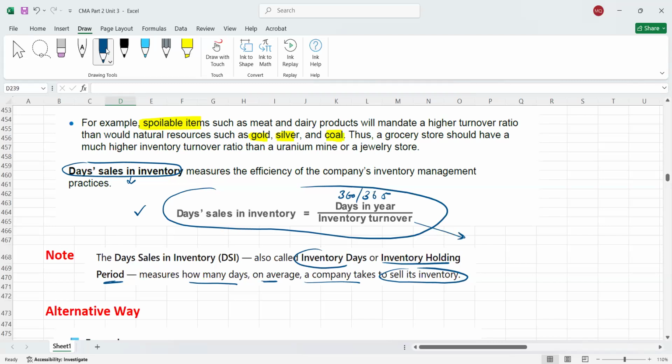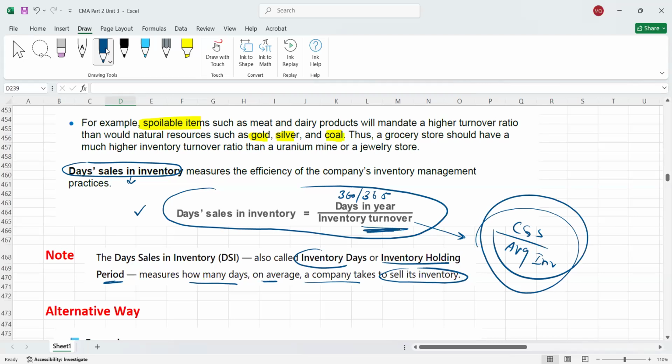And inventory turnover, if you remember, I told you the formula. It was cost of goods sold divided by average inventory. The answer of this formula should be divided here, which is inventory turnover. For example, I'm assuming 360 days in a year, and inventory turnover is 10 times. So it will give you 36 days. It means 360 divided by 10 times is 36 days. And 36 days means that on average we are taking 36 days to sell our inventory. I hope it is clear. That's the first way.